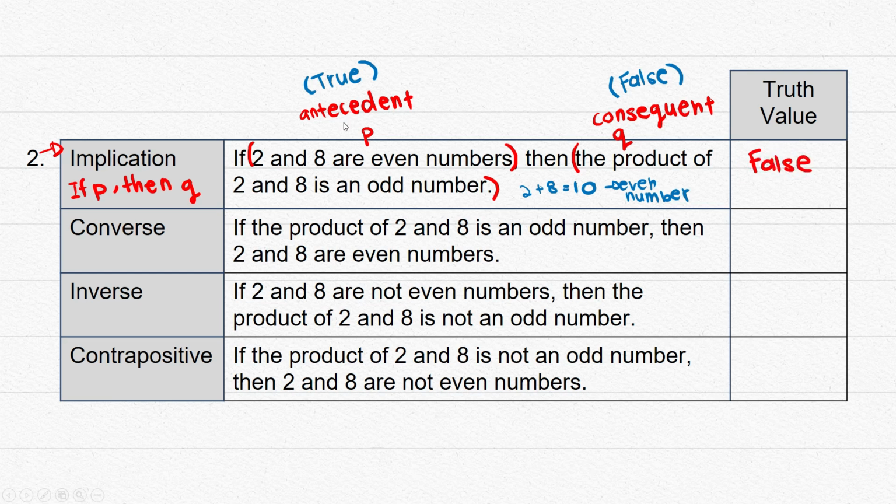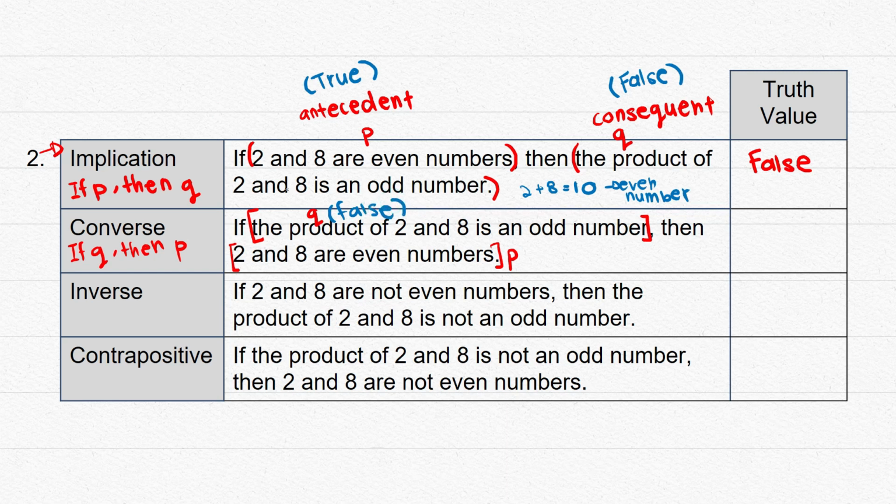Now we take a look at the converse. The converse is in this form: if Q then P. This is Q, then this is P. For the converse, Q will become the antecedent and P will become the consequent. Just now, we already determined that Q is false. Q is false.